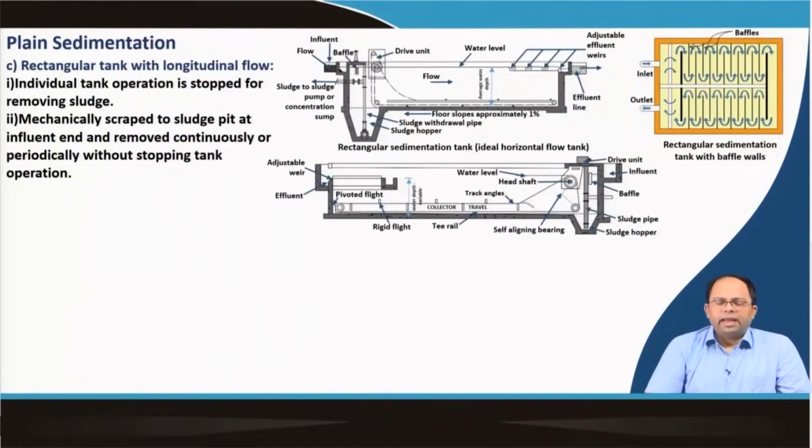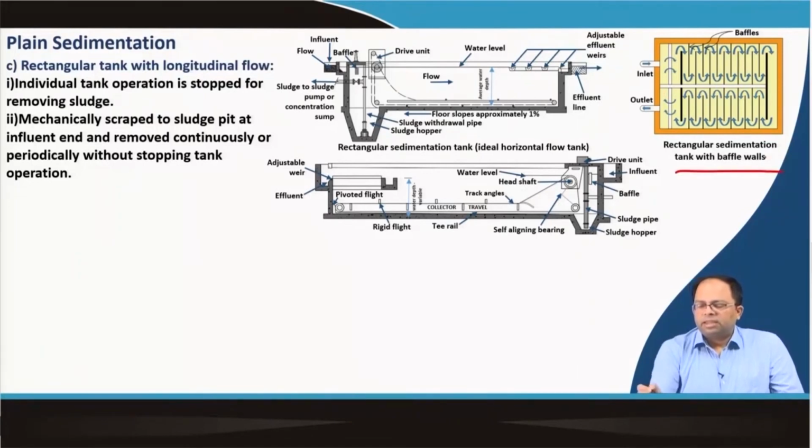Then we have rectangular tanks with longitudinal flow. So, these were circular tanks, but we can also have rectangular tanks, and there are different designs of course. First of all, in this particular image, you can see a rectangular sedimentation tank with baffle walls. The water comes in, then there are baffle walls, it moves like this, and then it goes. So, these are baffle walls, and we are continuously making it go like this, then it goes onwards, and eventually it comes out from this outlet zone.